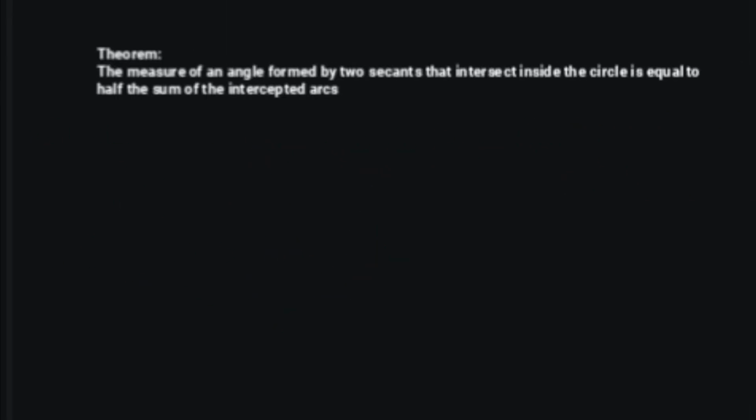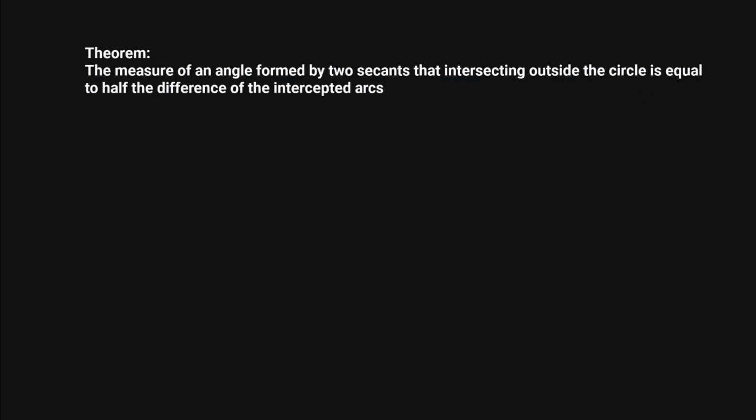Let's look at another theorem. In this one, we have the measure of an angle formed by two secants intersecting outside the circle is equal to half the difference of the intercepted arcs.